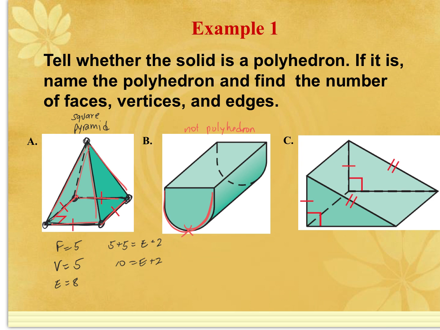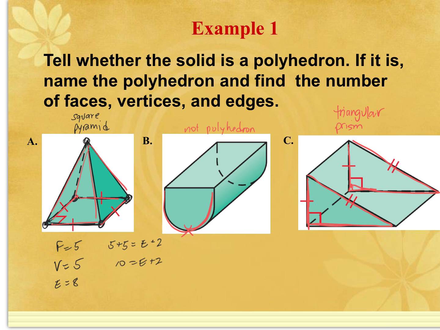And then I go to the last one, which I know is a prism. This is definitely a polyhedron. I look for what the base is. Remember, there are 2 bases in a prism. Notice that it's a triangle. There's a front triangle and a back triangle. So this is a triangular prism.